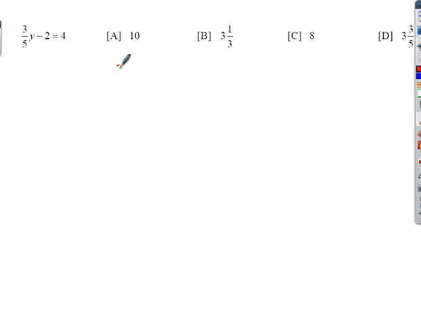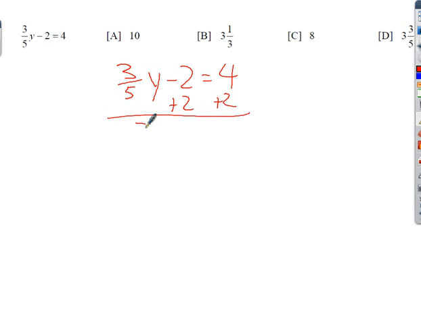Alright, now we've got a fraction to deal with, and yes, we need to know how to deal with fractions throughout high school and into college math. So might as well get used to it. So let's start with this minus 2. We're going to do plus 2 to both sides. So that's the easy part. We got 3/5 y equals 6.